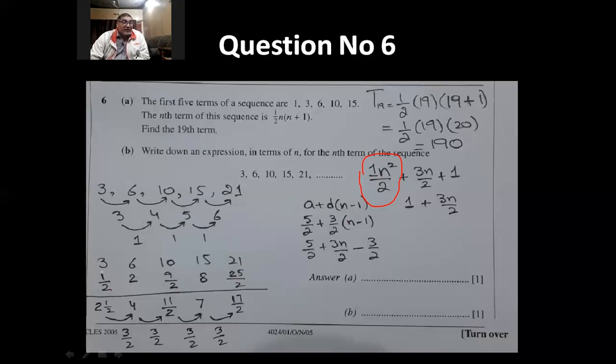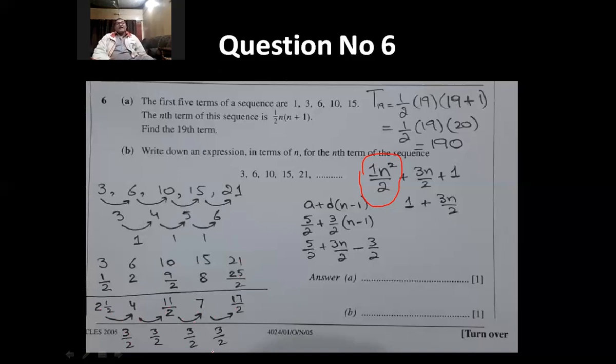Then I will subtract these two. You will have 2 whole 1 by 2, here you will have 4, here 11 by 2, here 7, and here the difference between them will be 17 by 2. Now find the difference between every consecutive term. You will see the difference here is 3 by 2, here again 3 by 2, and here 3 by 2. You can see that now the difference is the same.